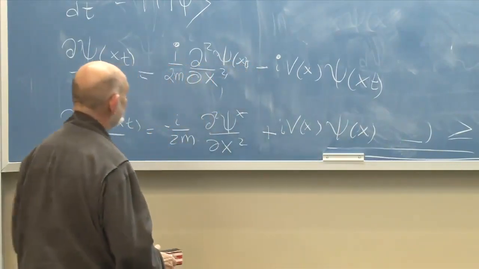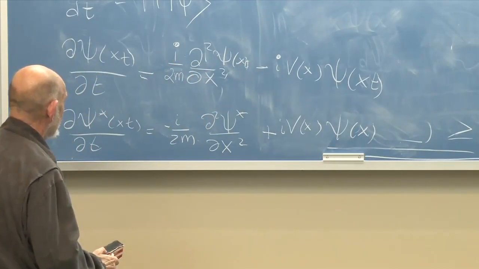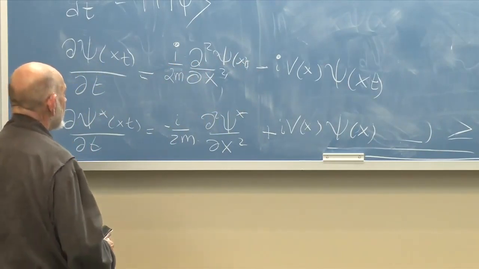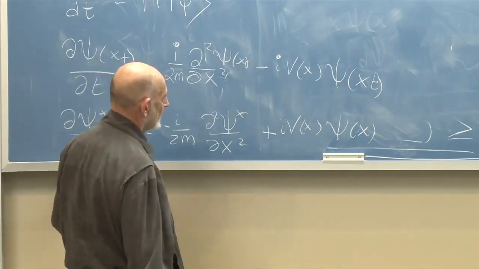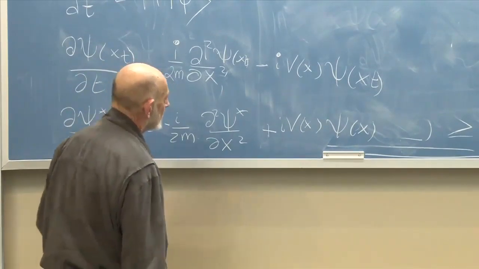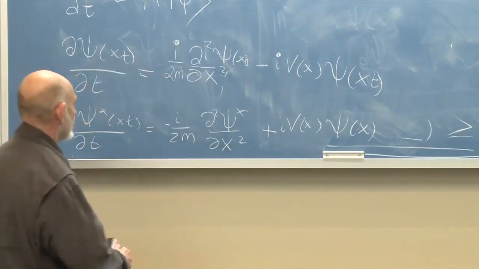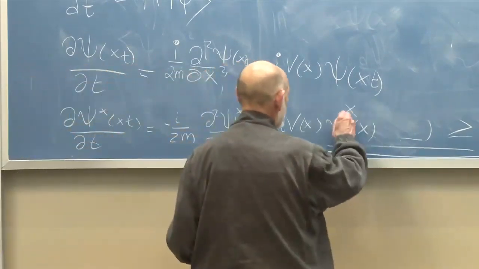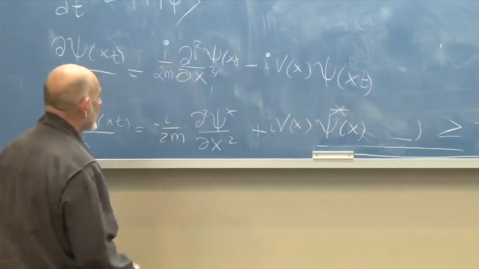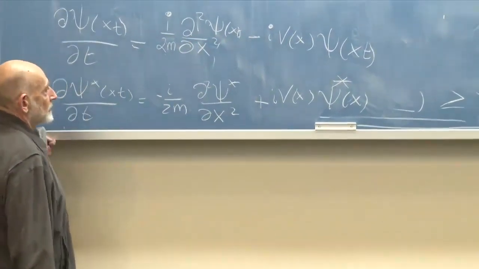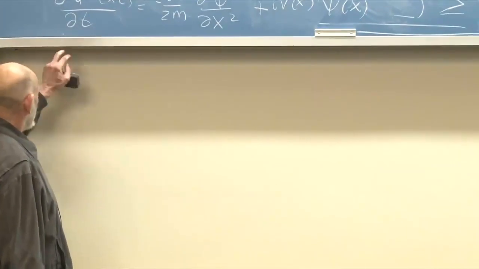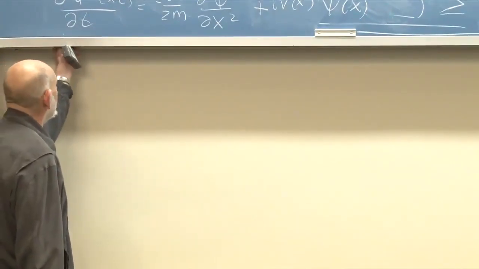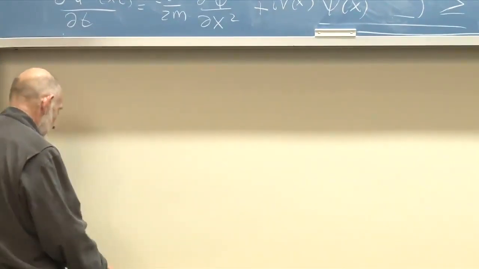Hmm? Yeah, I think I got it right. Did I make a mistake? Psi star. Everybody's talking at once and I can't hear. Oh, yeah, good. Psi star, good. Right, those are the Schrodinger equations. They're equivalent to each other. I just wrote them both because I'm going to need them both.